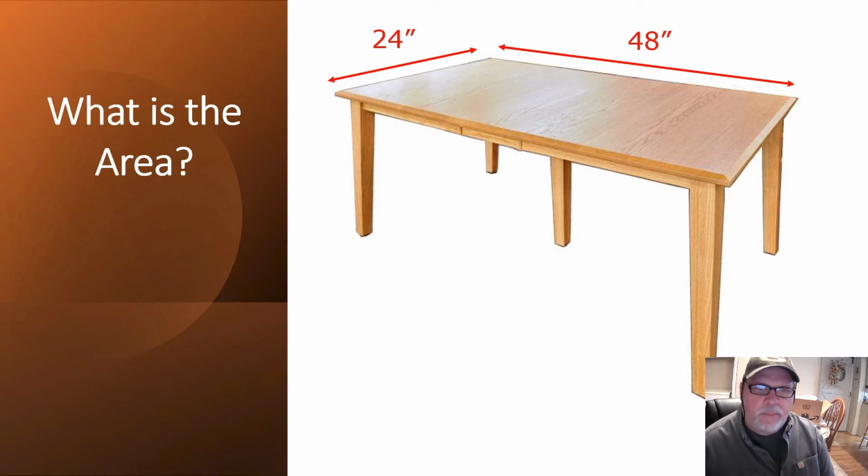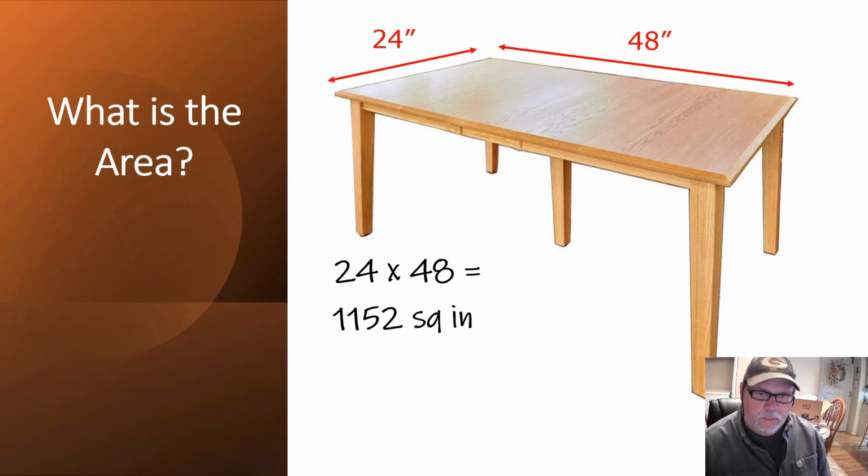Tabletop. It's 24 inches wide, 48 inches long. So what's the size of this tabletop? If you got your calculator, you can calculate ahead of me. I'll give you a second. 24 times 48 equals 1,152 square inches. That's the size of that tabletop. It's 1,152 square inches. All right.